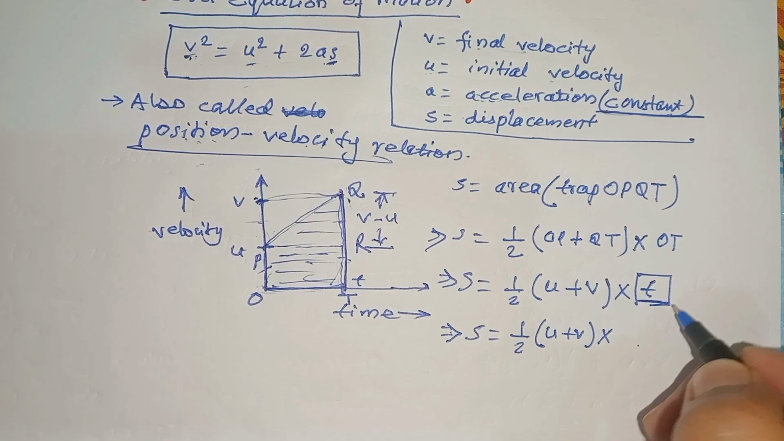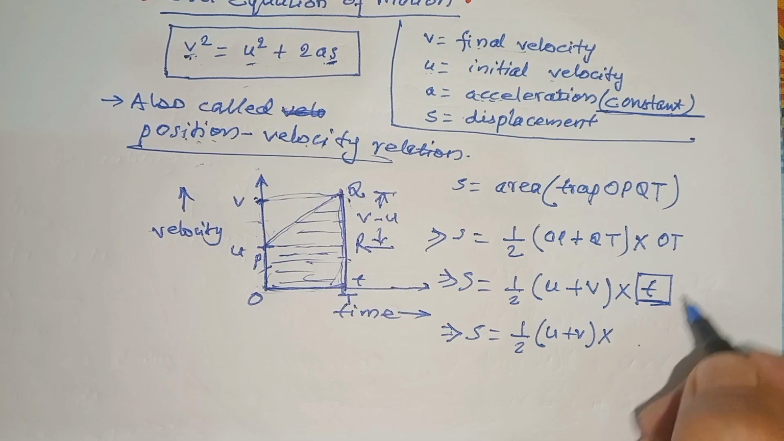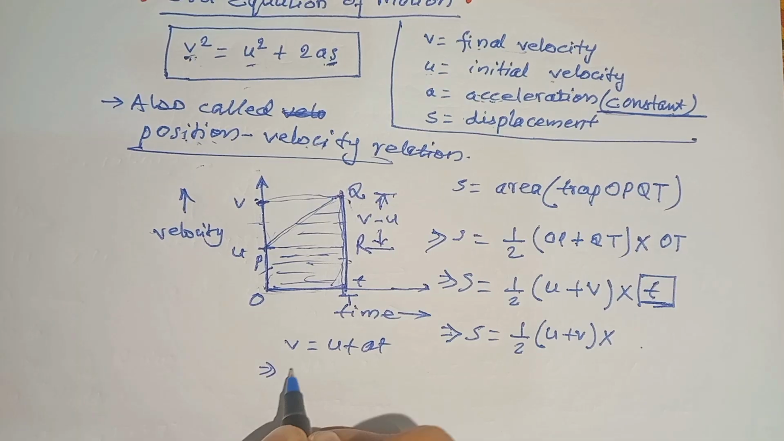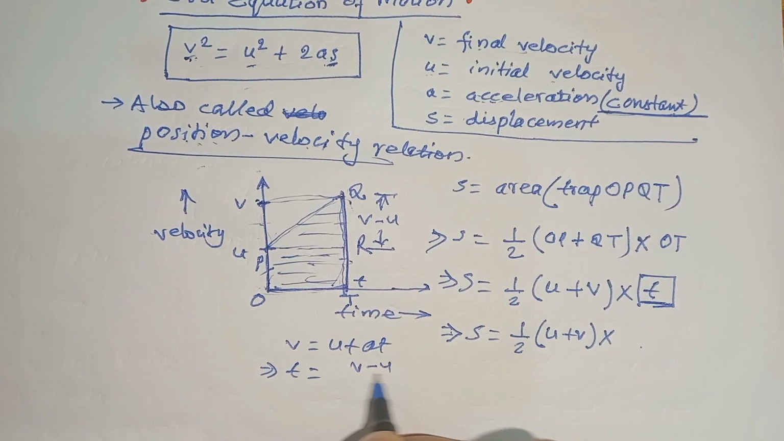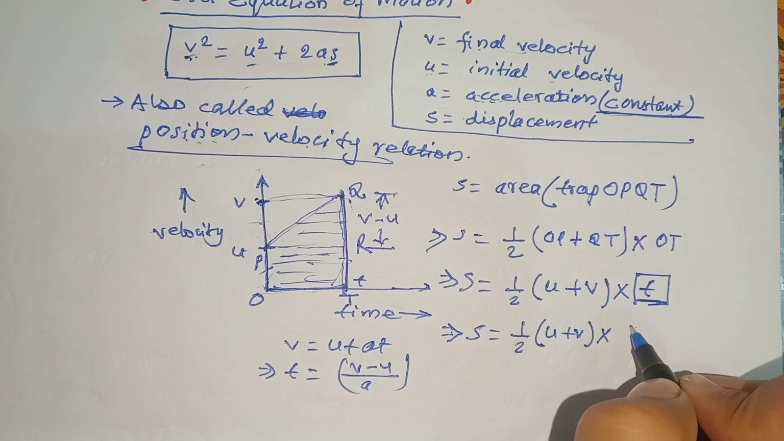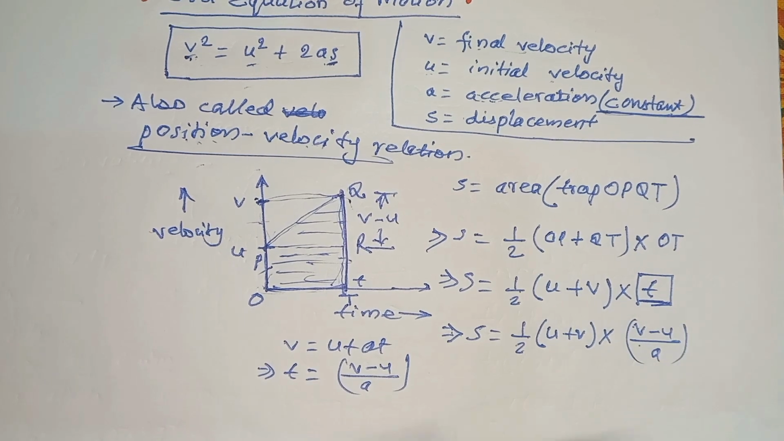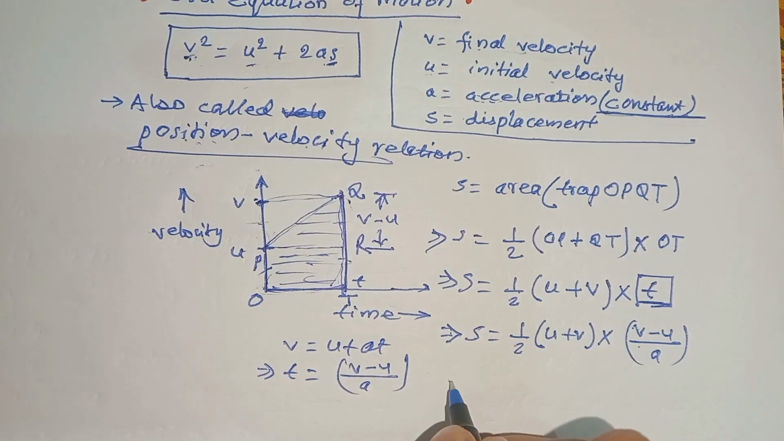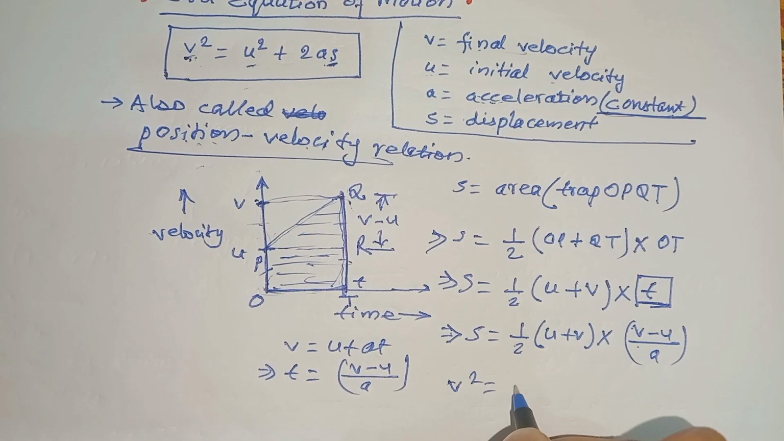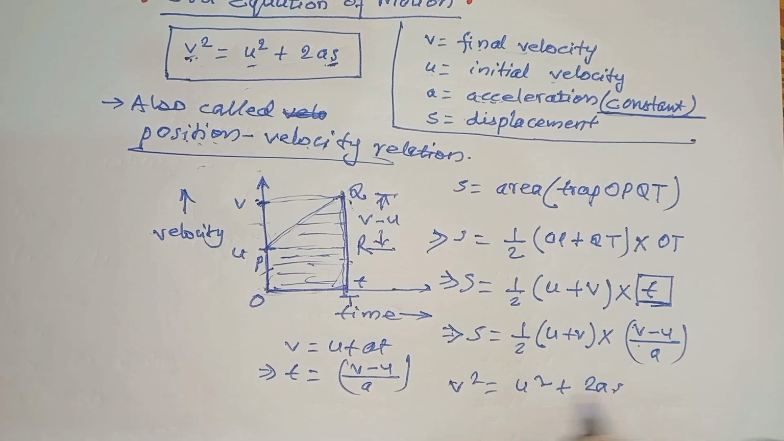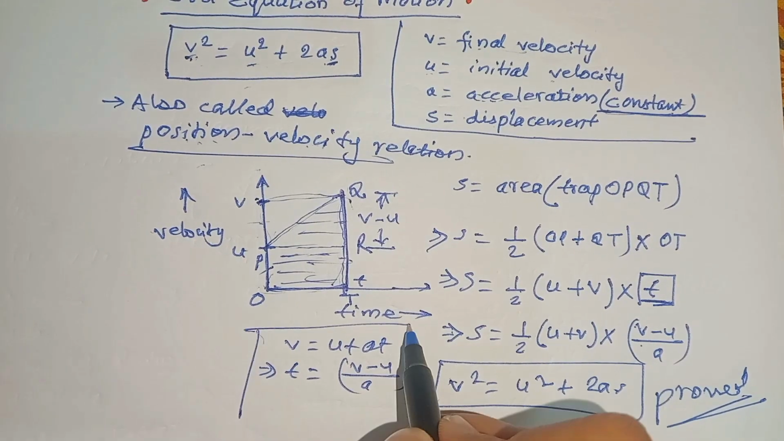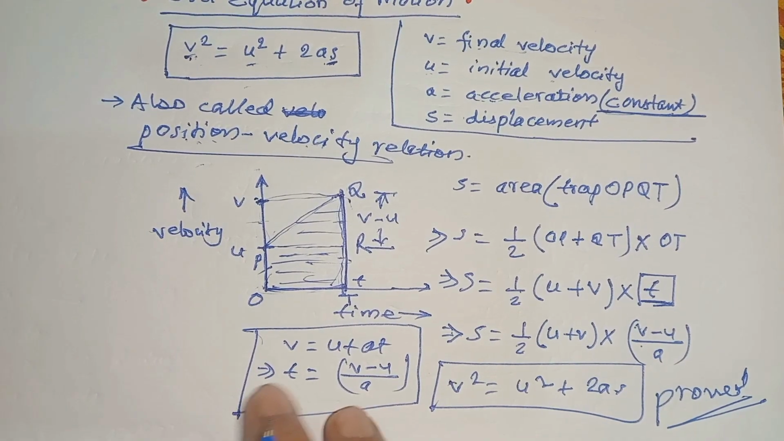To omit this, what will we do? We remember the first equation of motion: v equals u plus at. From here, t equals v minus u by a. We put v minus u by a in the place of T. Then on solving, it is only a calculation, and after calculating we will get v square equals u square plus 2as. Proved. Thereafter, we use the first equation of motion only to get the value of T and nothing else.